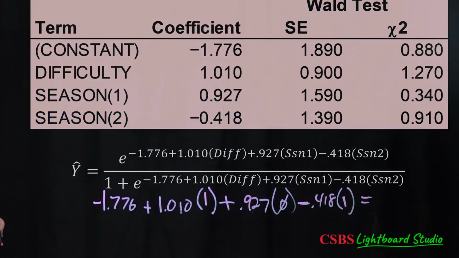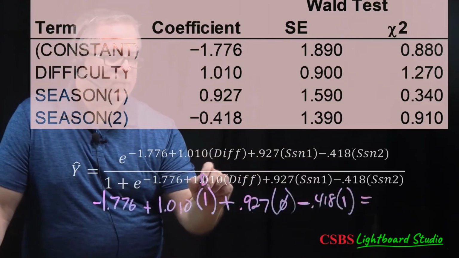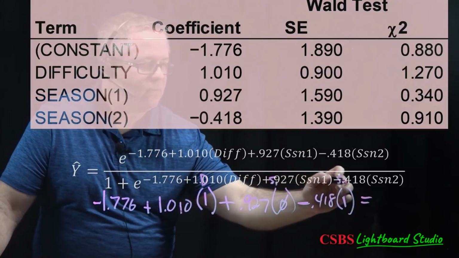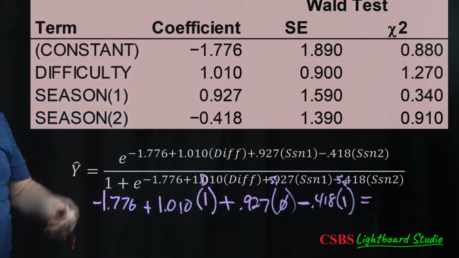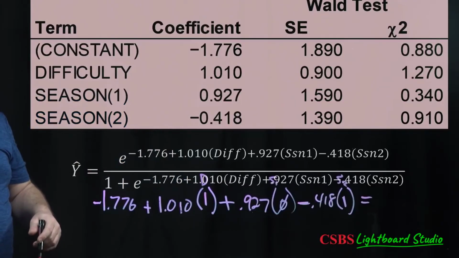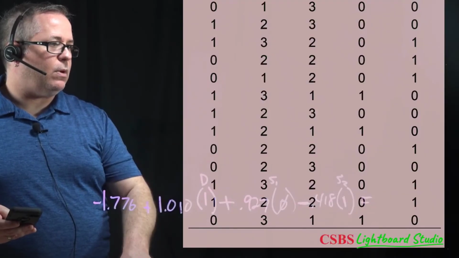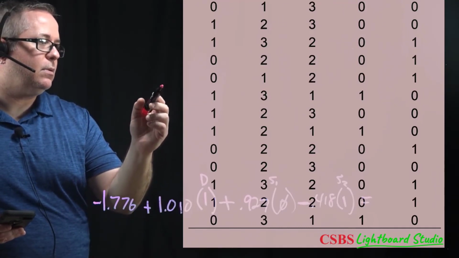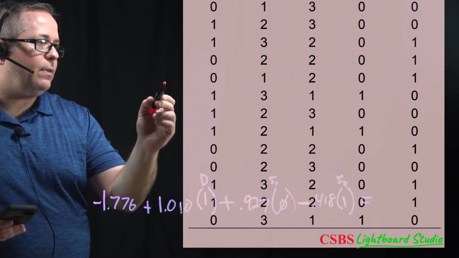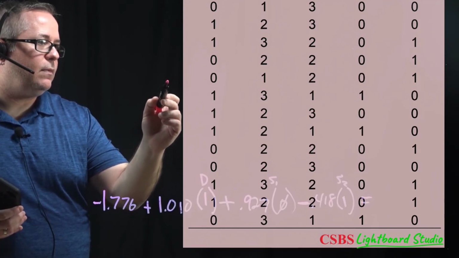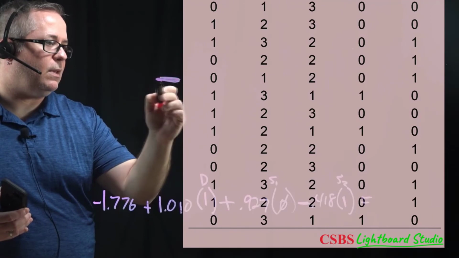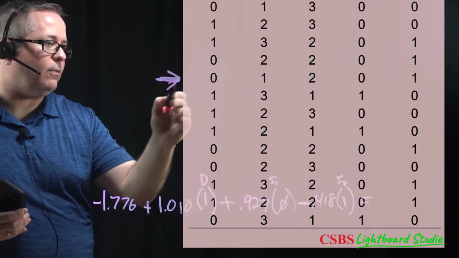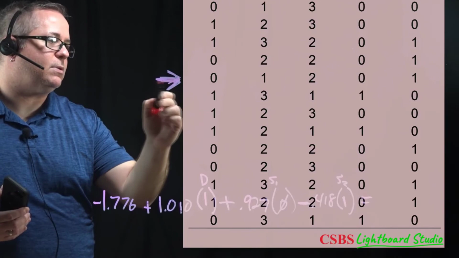This looks just like a regular regression equation, right? We're just plugging in the slopes times whatever value they have. This is the value for difficulty. This is season 1. This is season 2. All we're doing is plugging in what someone's score is for those. And what do we get? Let's say I wanted to figure out the probability for this person right here, based on our equation.